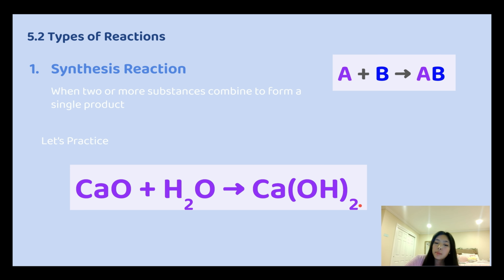But the reason why we're not writing OH2 with no parentheses is because that would mean the 2 does not distribute to the oxygen. We need to put brackets, parentheses, to show that this is hydroxide, and the 2 would distribute to the oxygen and the hydrogen.